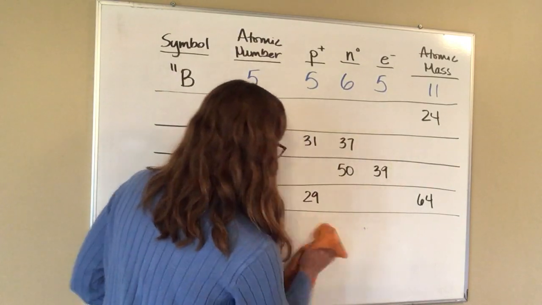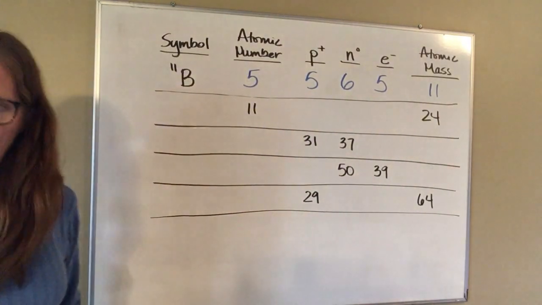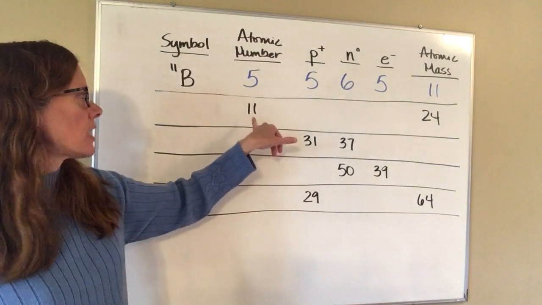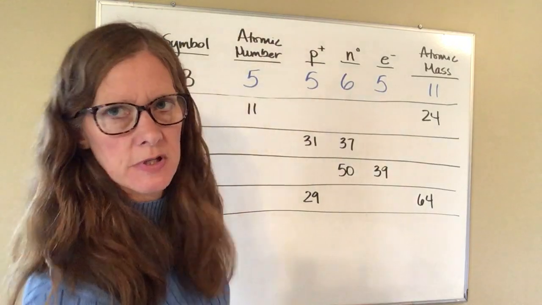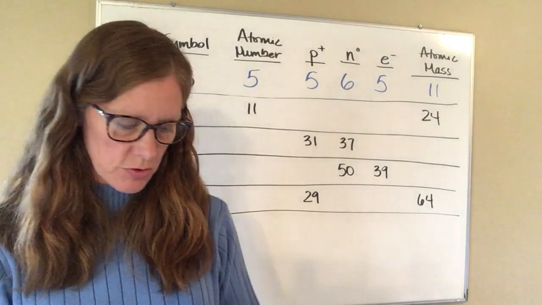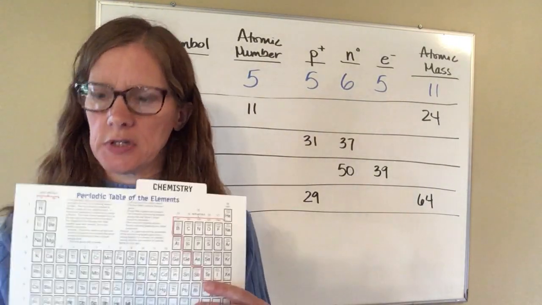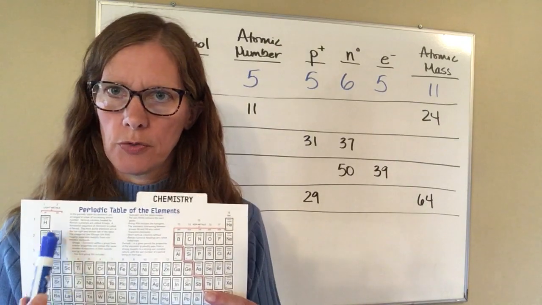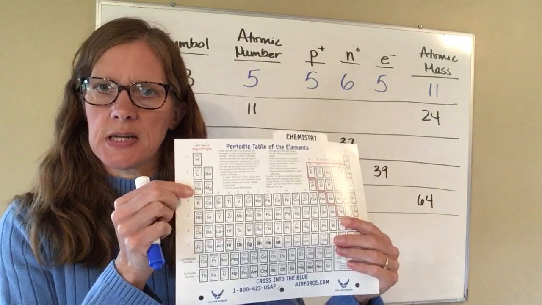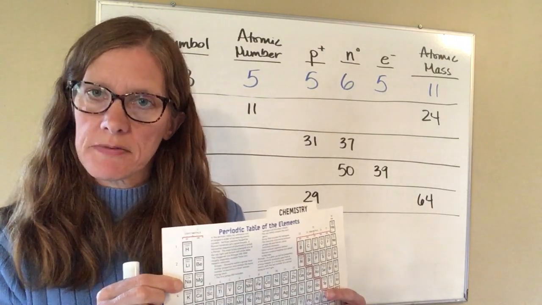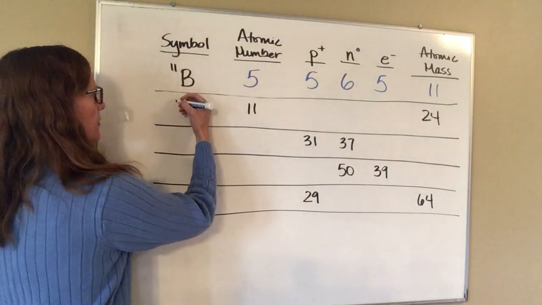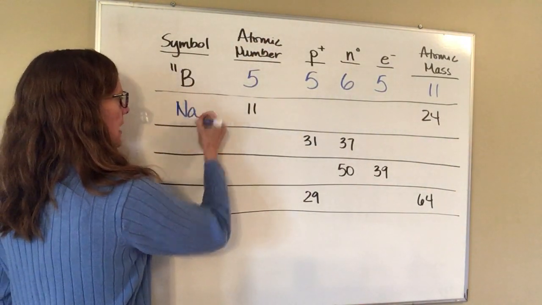Okay, let's look at the second line. Here, I don't have the symbol this time, but I'm told that the atomic number is 11. So if you look at your periodic table, you just need to follow your whole numbers down until you get to 11. So you have 1, 2, 3, 4, 5, 6, 7, 8, 9, 10, 11. And so you should see that element number 11, or atomic number 11, is a sodium atom. And the symbol for that is Na.